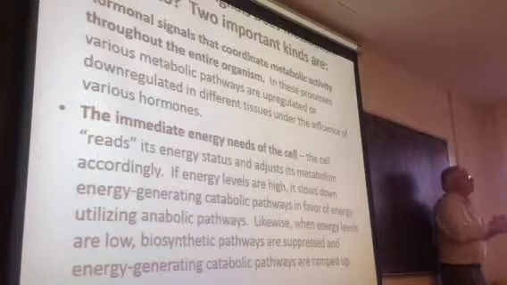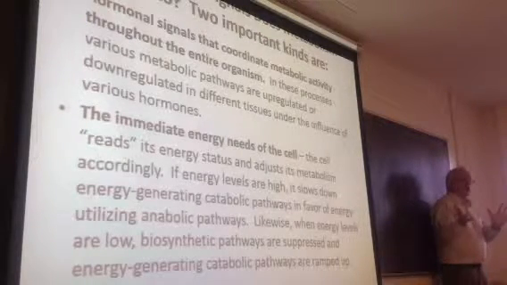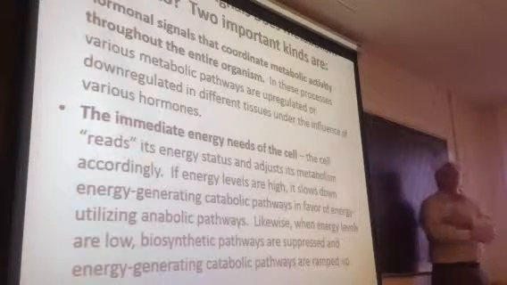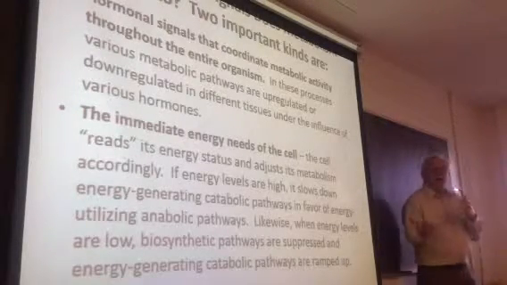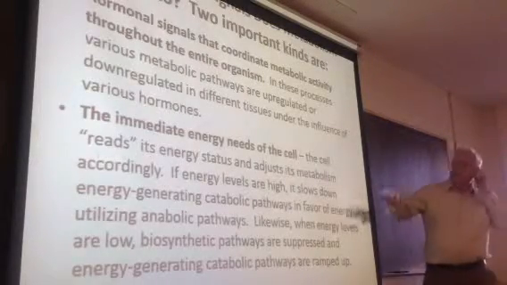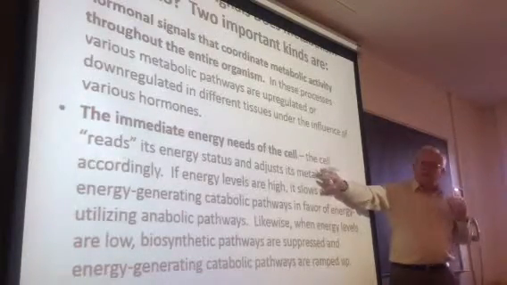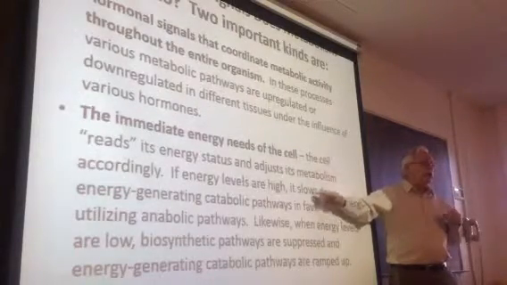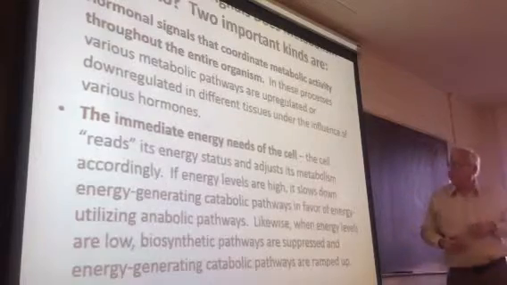So some cells store energy for the rest of the body, like fat cells or liver with its stored glycogen. Other kinds of tissues don't store any energy. Something like a kidney cell or a lung cell or brain cell is going to regulate pathways just based on its energy status.